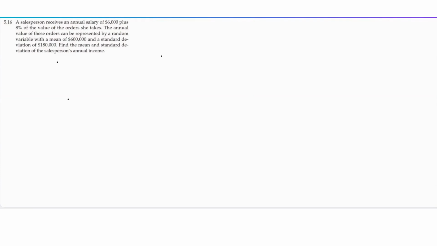The question says: a salesperson receives an annual salary of 6,000 plus 8% of the value of the orders she takes. The annual values can be represented by a random variable with mean 600,000 and standard deviation 180,000. Find the mean and standard deviation of the salesperson's annual income.